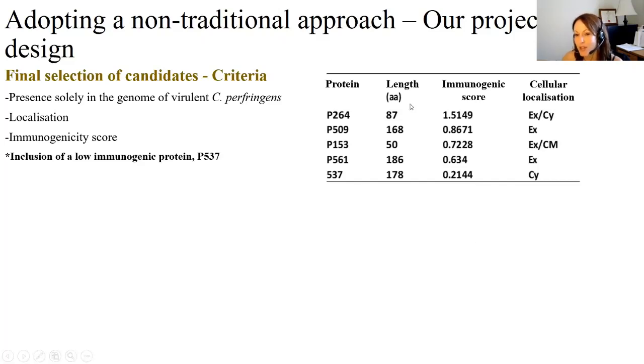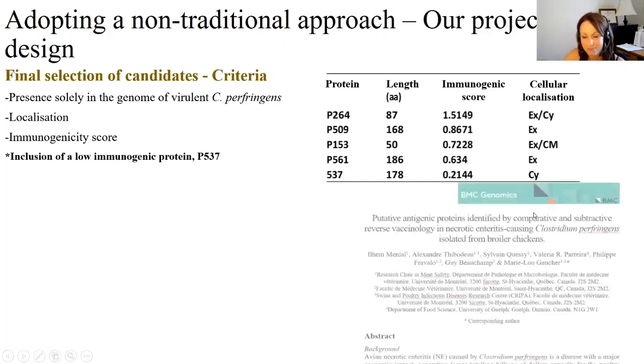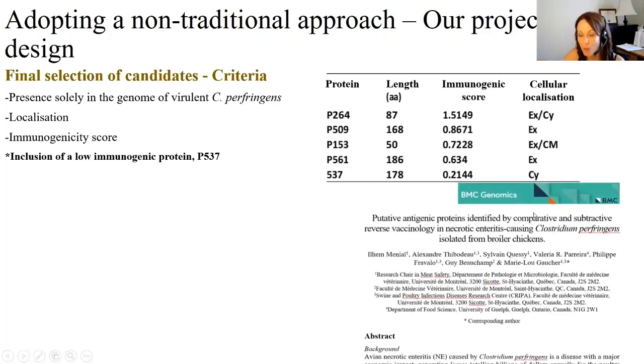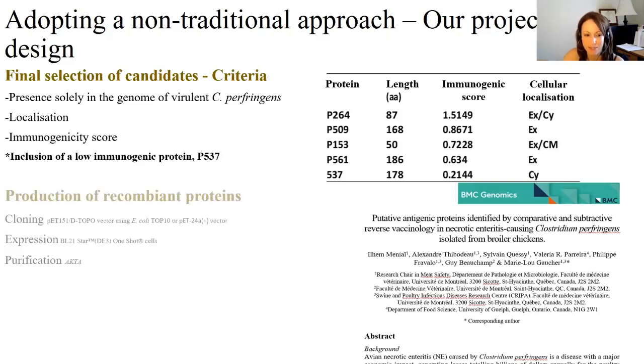For these proteins, you have the length in amino acids, you have the immunogenic score, I will come back to this element in the next slide, and you have the cellular localization. If you're interested to learn more on what we did, we published a paper at the end of last year in BMC Genomics, summarizing the whole approach we used to identify these candidate proteins.